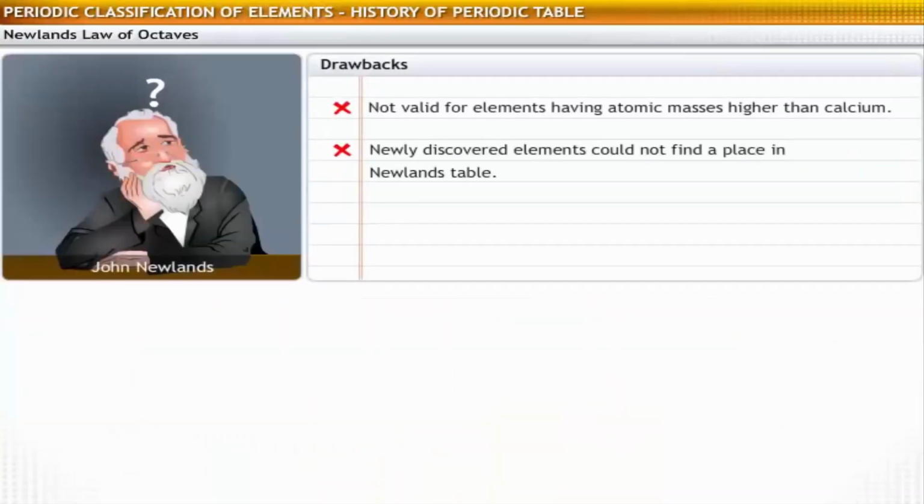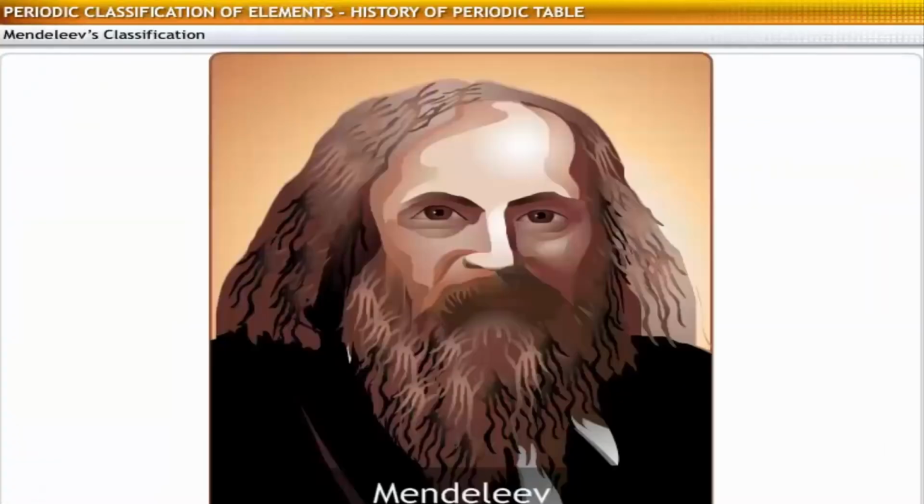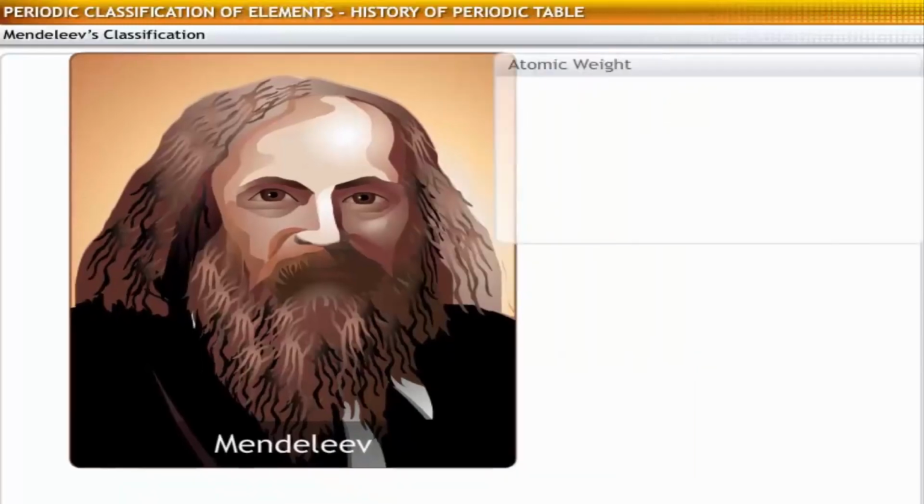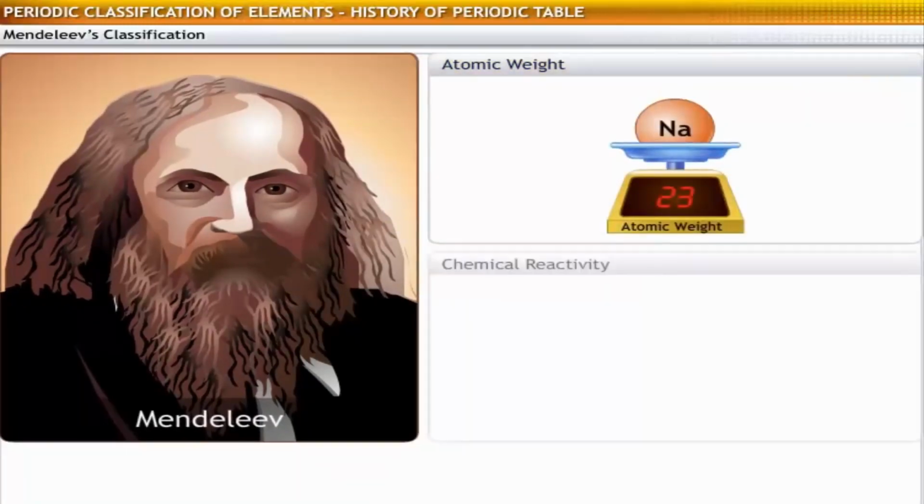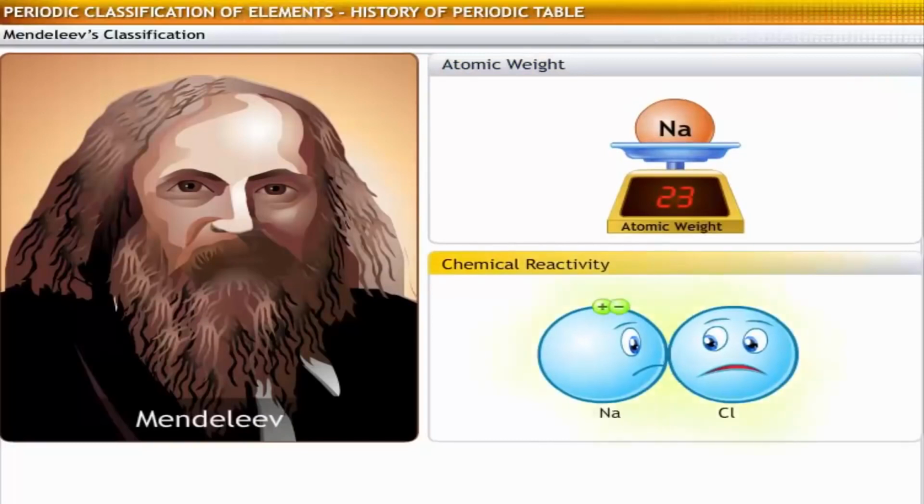However, Newlands' law of octaves failed because it was not valid for elements of atomic masses higher than calcium. Newly discovered elements could not find a place in Newlands' table. Mendeleev based his work on the research by Newlands and took it further. He felt that effective grouping of elements and prediction of properties could be based on two parameters: atomic weight and chemical reactivity.